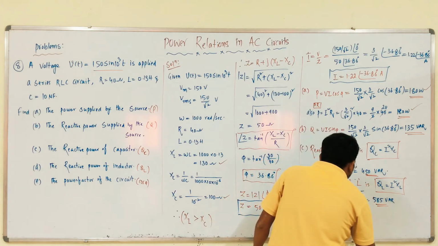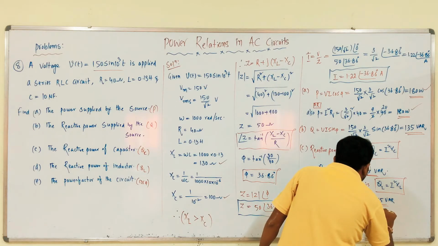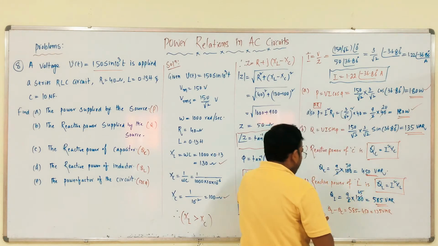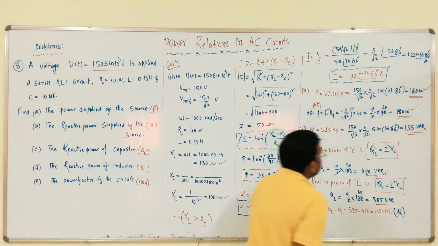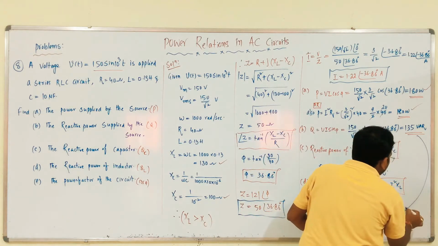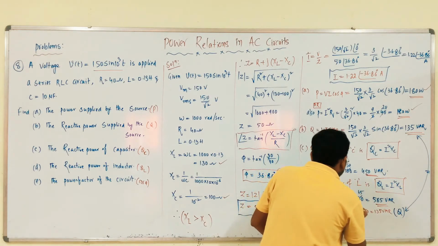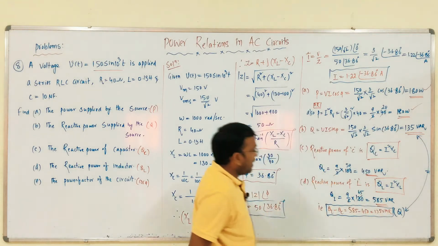Q_L is 585, this is 450. From this we can get 135 VAR, which is equals to what? Q only, right? See, this answer and this answer both are equal. Like this we can calculate.